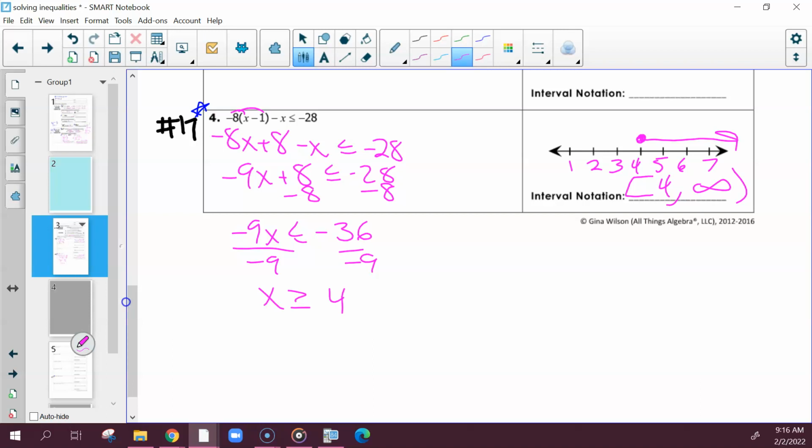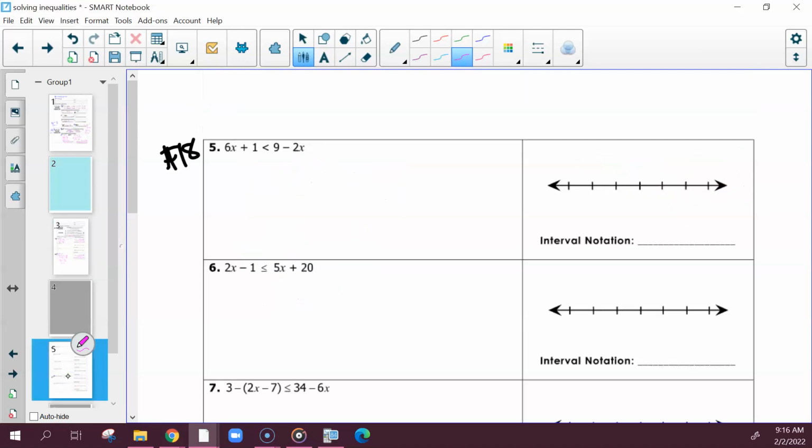Questions so far? Let's see. I'm going to put this in real fast and see if I get one that's negative. That one would work. So let's do number 5 on the next page. And then we'll do maybe a couple more.